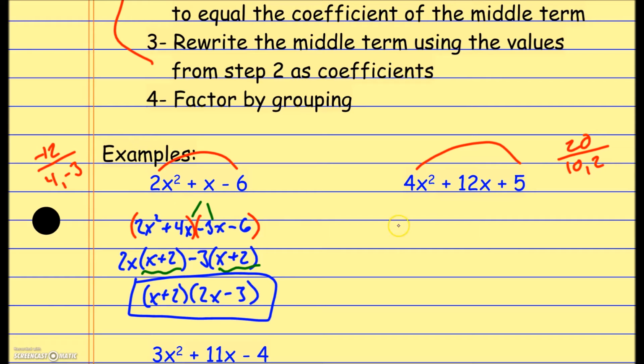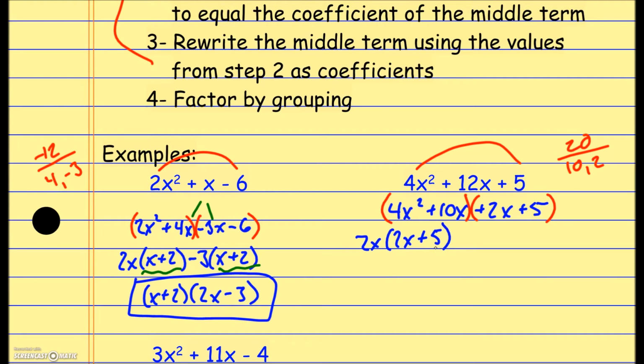So now I split up the middle term, so I rewrite this as 4x squared plus 10x plus 2x plus 5. It's the same thing, I'm just rewriting the middle term as two separate terms so that I can group these. So I do factoring by grouping. I group the first two together, and out of that I can take out a 2x, which is going to leave me with a 2x plus 5.